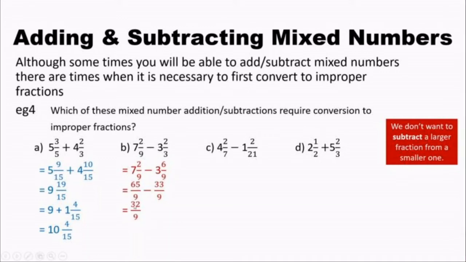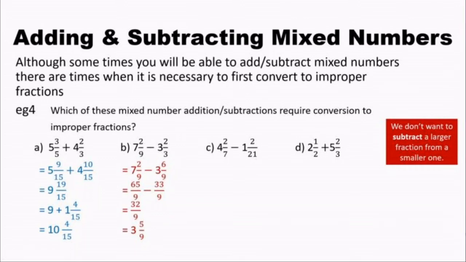How many 9s are there in 32? 3 9s would make 27. So how much would be remaining? 27 is 5 less than 32. So my answer is 3 wholes and 5 remaining over the 9. 3 and 5/9. Again, just double check your fraction part to make sure it can't be simplified. 5 can only divide by 1 and 5, and 9 can't divide by 5. So we've got our simplified answer, 3 and 5/9.